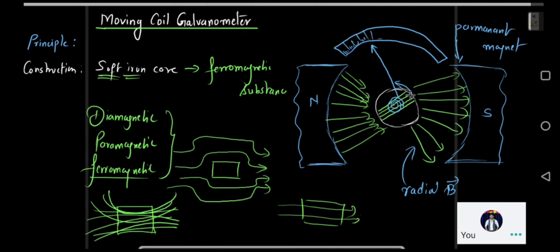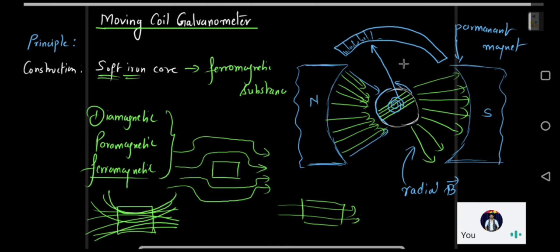Okay, so basically what is going to happen is, this coil is going to rotate, and along with the coil this pointer is going to rotate, and that is going to give us the reading. Now there is this cylindrical soft iron core which increases the magnetic field strength and also makes the field radial. Since this is also curved, the magnetic field coming from these curved magnets is again going to be radial.